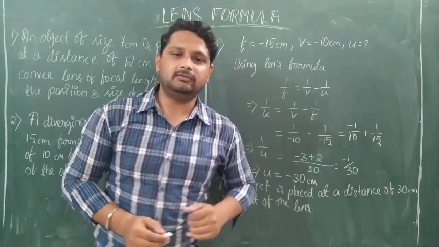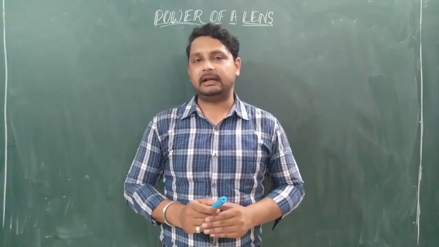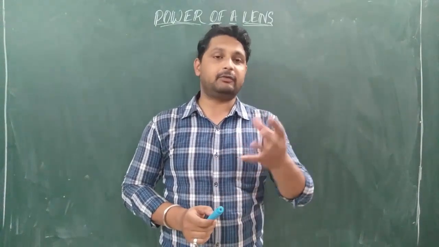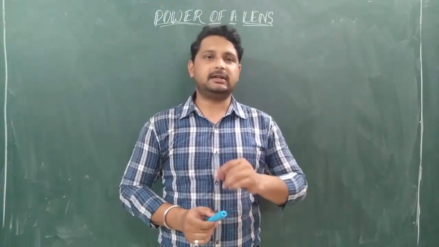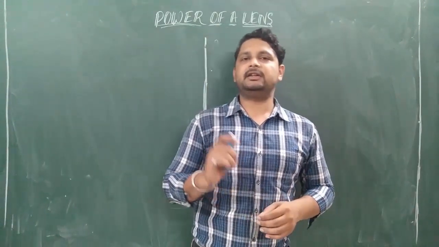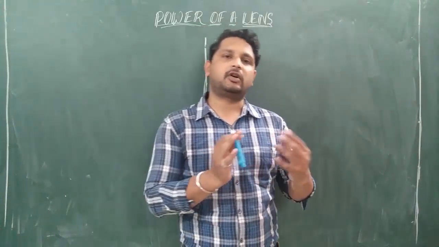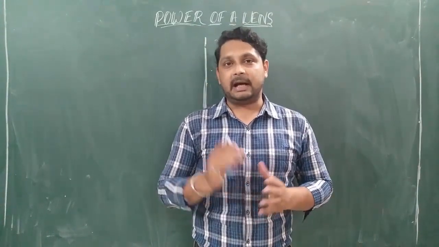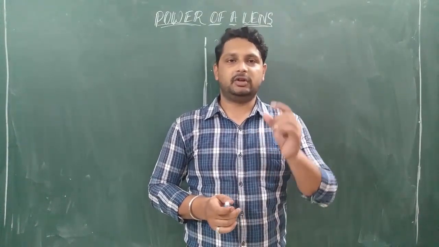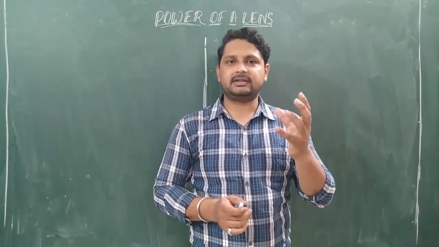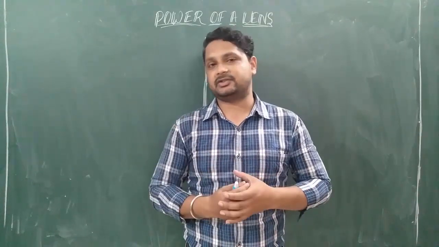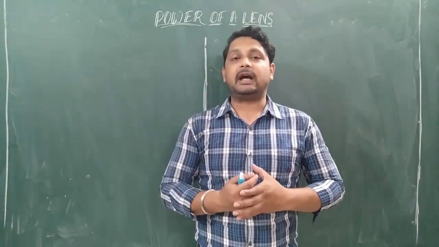Understood? Note it down. So next is power of a lens. If you recall, some of your friends, if they are wearing any specs, then if you ask them, they might have some problems. We studied in the last video some uses of convex lens and concave lens. Apart from those uses, concave and convex lenses are used to correct some eye problems, which you will study in the next chapter. That is myopia and hypermetropia.